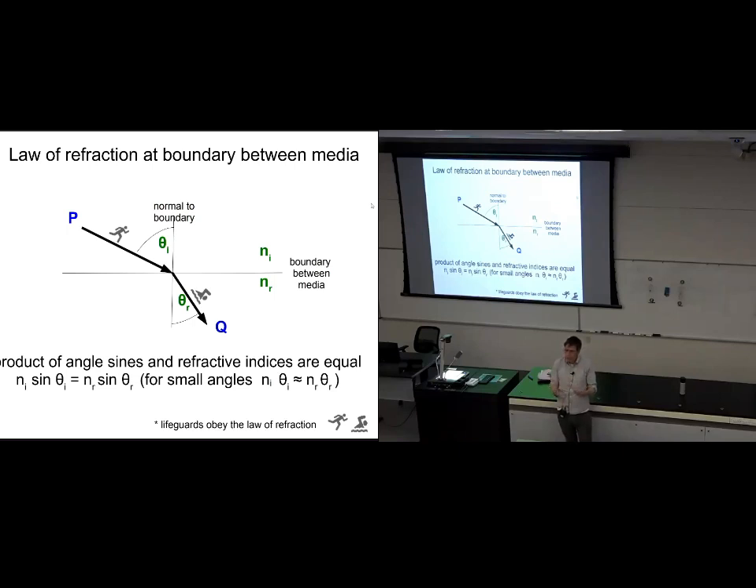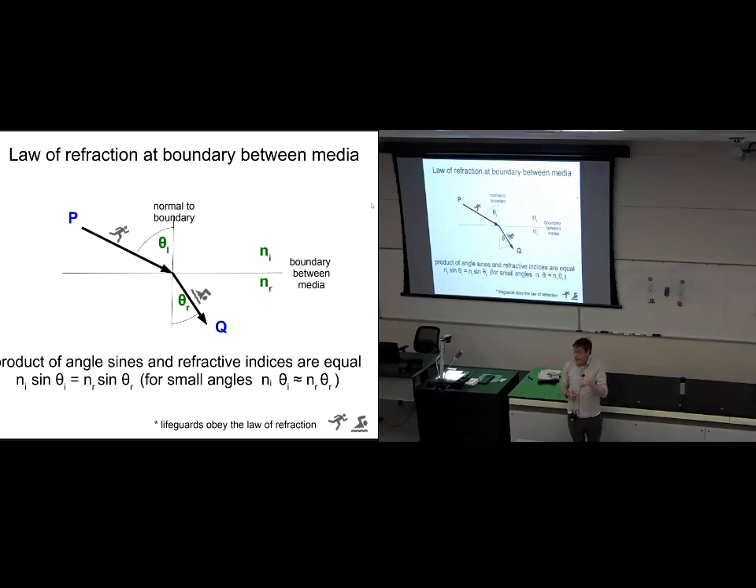So I'm going to run across the beach. I know this is hard to imagine. I'm going to run across the beach, and then I'm going to start swimming in the ocean out to rescue this person. Should I just run and then swim in a straight line, the shortest path? Would that make sense? No, every lifeguard will know that that's not the right way to rescue the person.